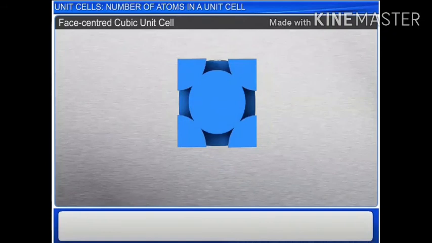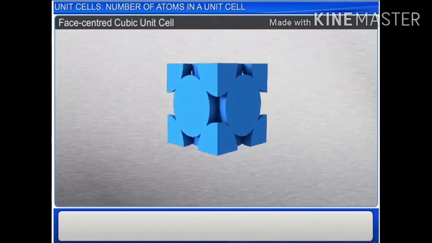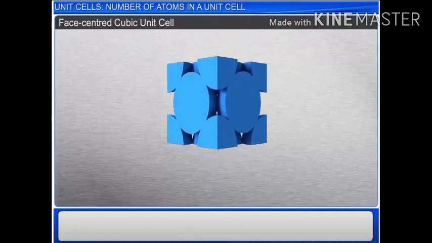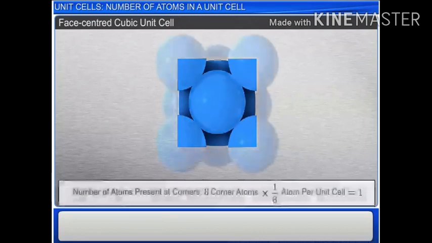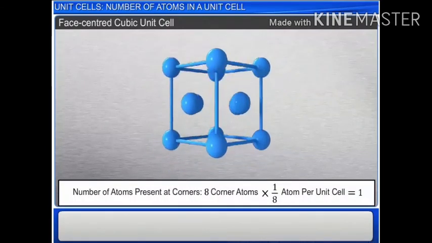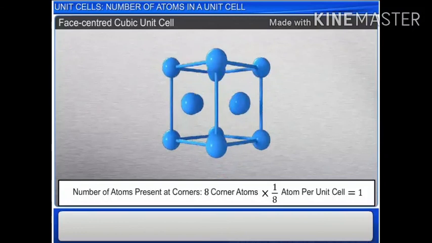It is clear that the atoms at the corners contribute 1/8 of their original volume each. In addition, there are 6 atoms at the 6 faces, which contribute half of their original volume each. The number of atoms at the corners per unit cell is equal to 8 corner atoms times 1/8 of an atom per unit cell, which is equal to 1.